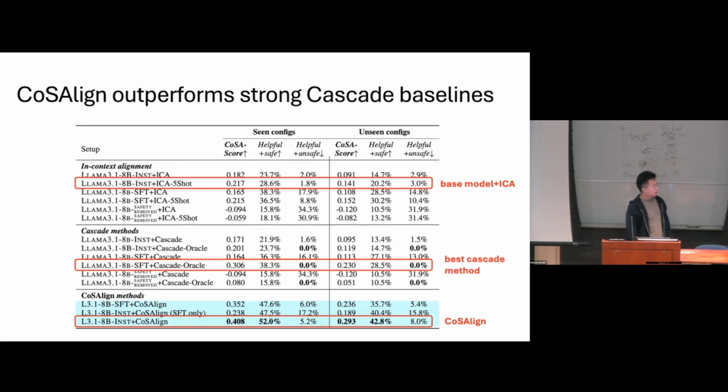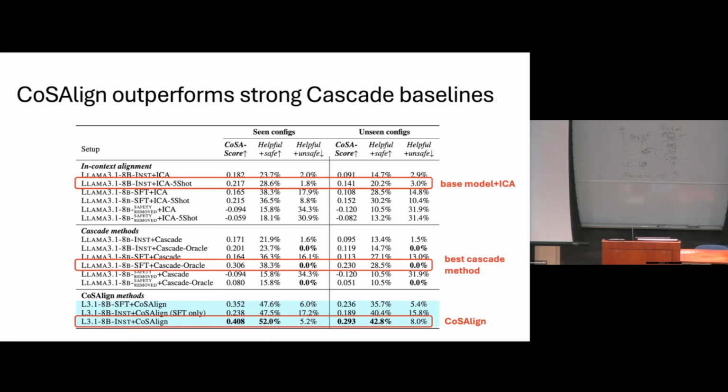Also, we have the full comparison for all the in-context alignments and the cascade method baselines on Llama models. So we use both the instruct version, SFT only, and safety removed version. And the best in-context alignment achieves about a 20-ish control score. The best cascade method achieves about a 30-something control score. And our method is at like a 41 control score.